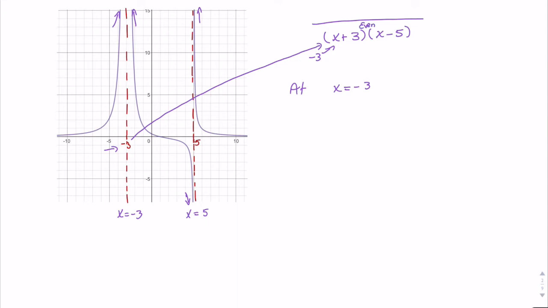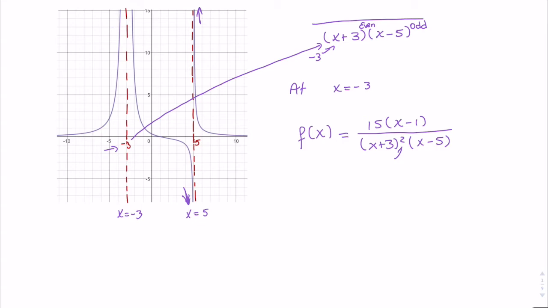What happens at x equals 5? Okay, the function is approaching from the right to positive infinity, from the left to negative infinity. That means it's changing signs, and that means that the power of the corresponding factor, which is x minus 5, is odd. The actual equation of this graph, we're not ready to know it, I'm just telling you, is 15 times x minus 1 divided by x plus 3 squared times x minus 5.